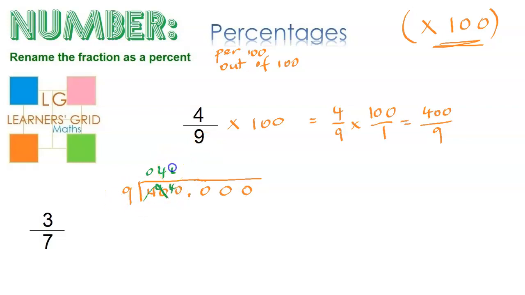9 into 40 goes 4, and again leaves me with 4. 9 4s are 36. I'm up to the point, so put the point in. This is going to go on forever by the looks of it. It's a recurring number. I've just done it like that to make it handy for me. So essentially, you have 44%.